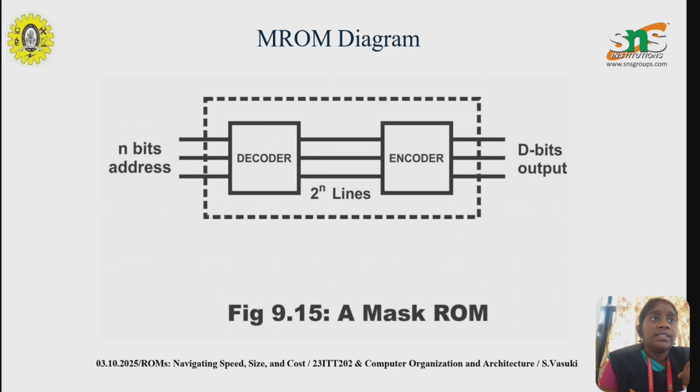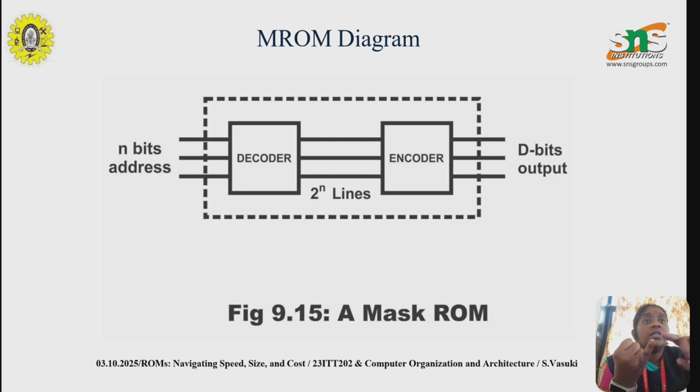The encoder section contains the fixed data stored during manufacturing. Each of the 2 power n lines connects to d-bit output lines through predefined connections. That is a metal mask. These connections define the stored permanent data pattern, that is a ones pattern and zeros pattern, on the d-bit output. When a specific address is given, the corresponding stored d-bit data appears at the output.